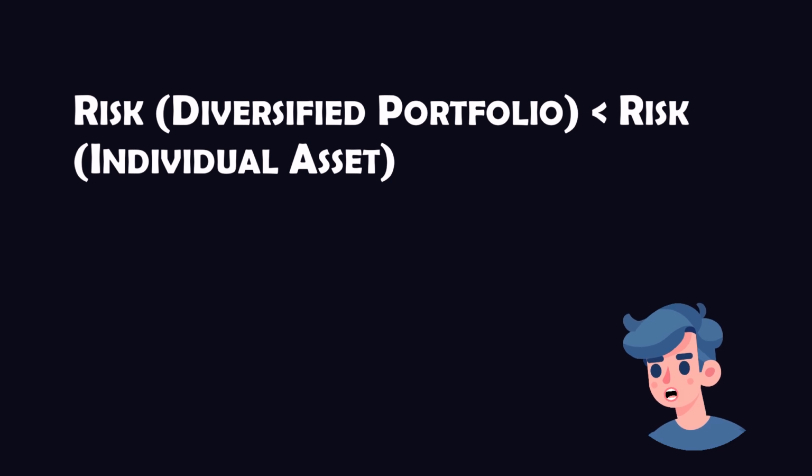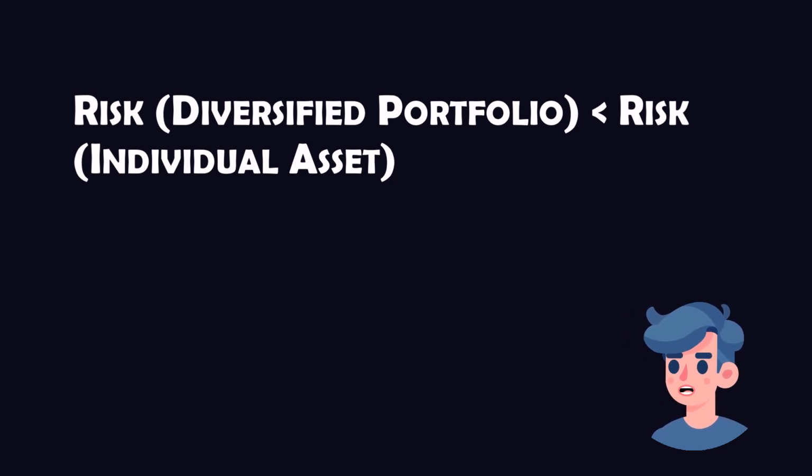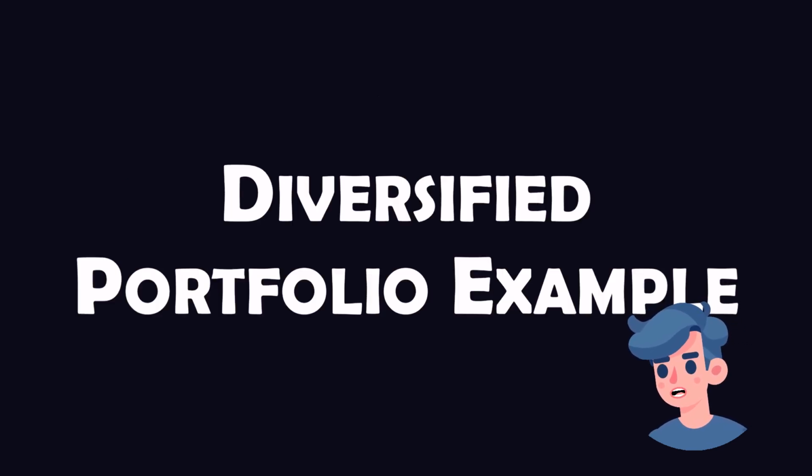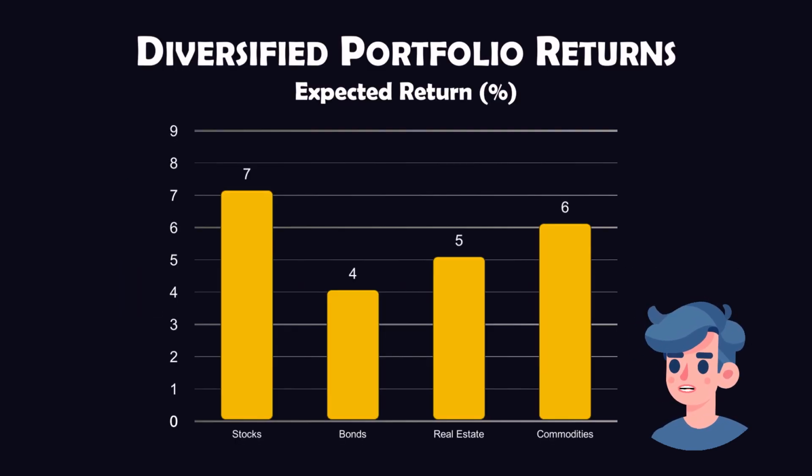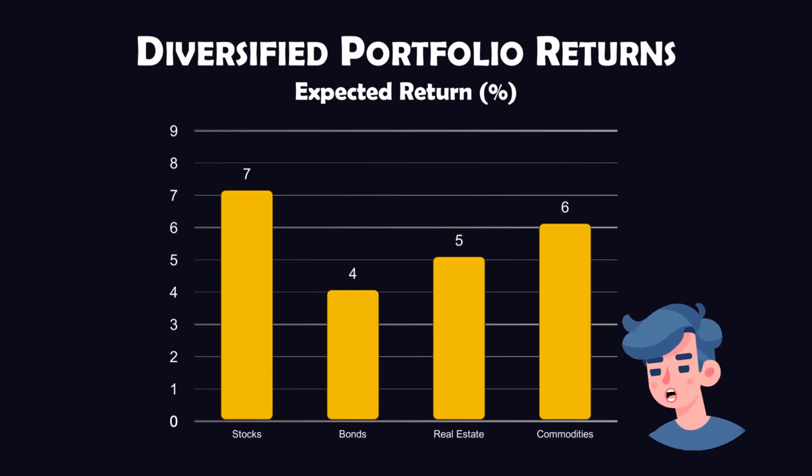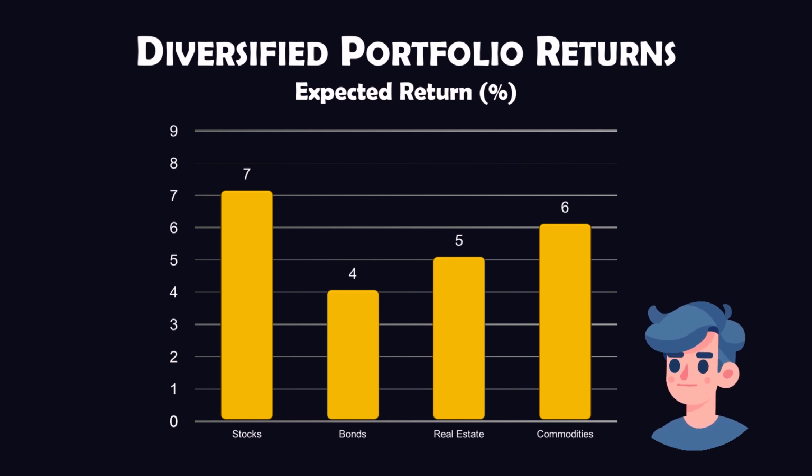Another fundamental practice in risk management is diversification. By spreading investments across various asset classes, sectors, or geographies, you can minimize the impact of any single adverse event. Imagine you have a portfolio that includes stocks, bonds, real estate, and commodities. If one asset class performs poorly, the others might still provide stability, thereby reducing overall risk.